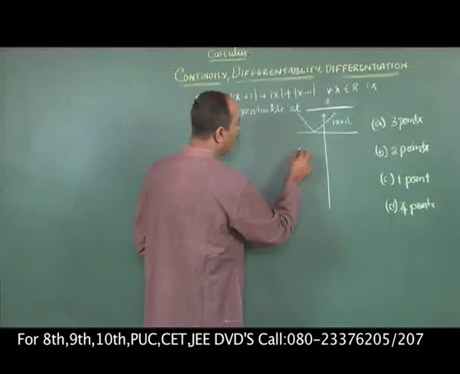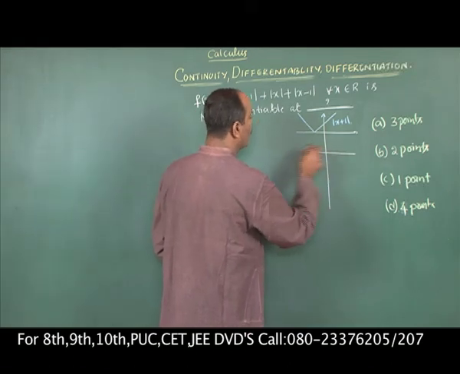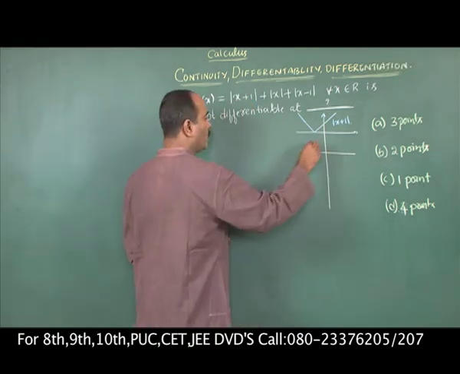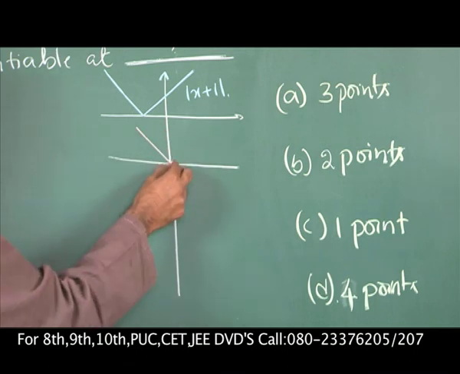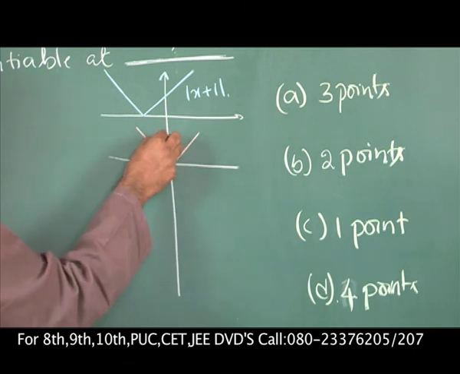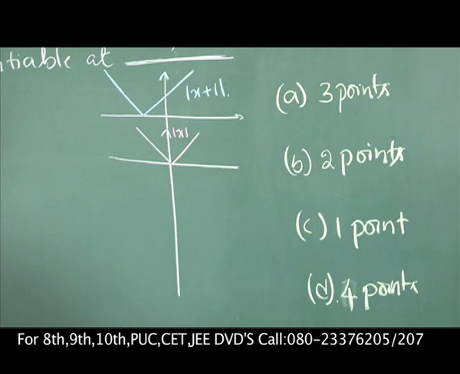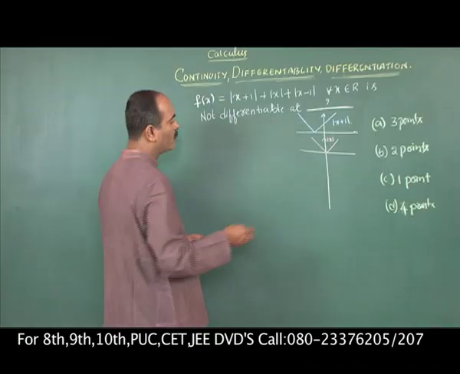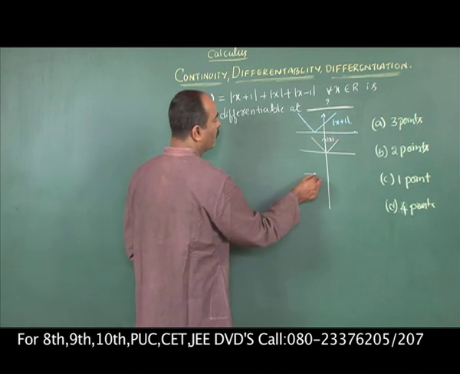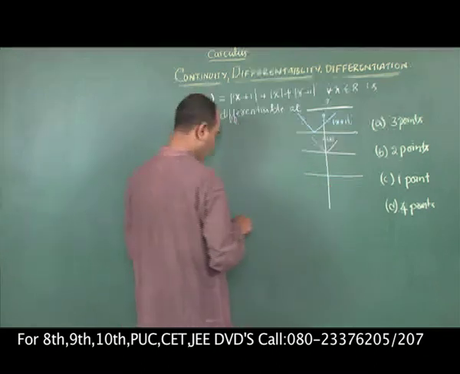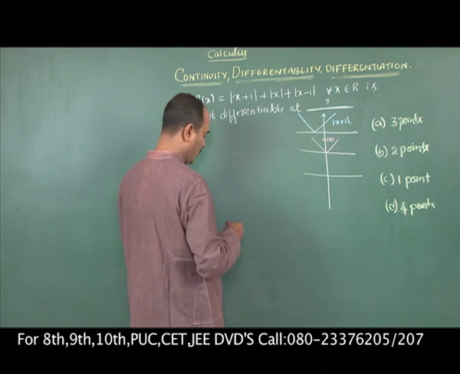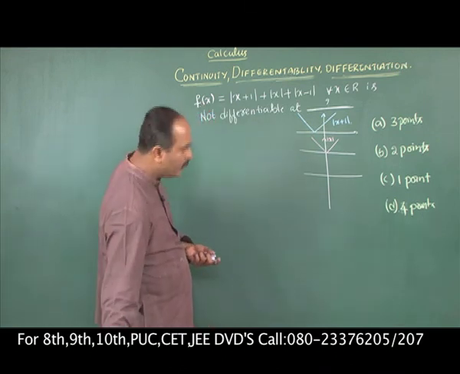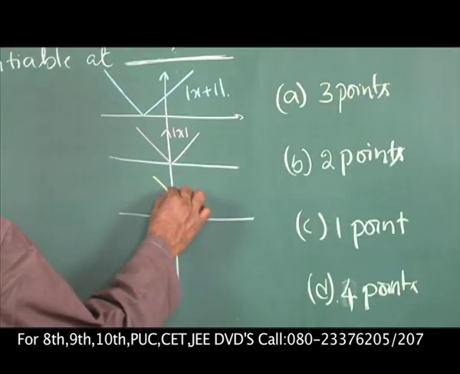The second important graph is y is equal to mod x. Y is equal to mod x is a graph like this, where the vertex is at the origin. And the third one is y is equal to mod of x minus 1. The graph of mod of x minus 1 is like this.